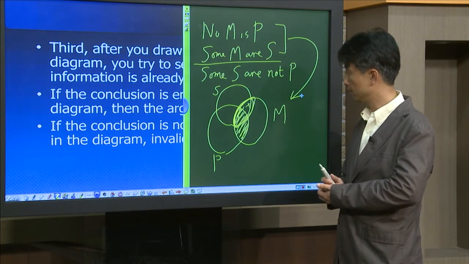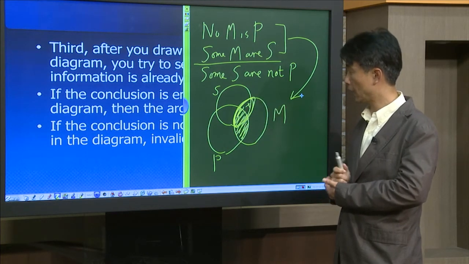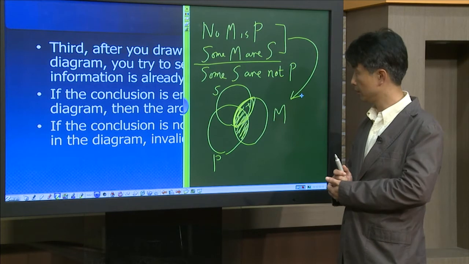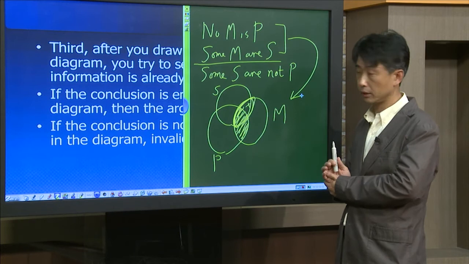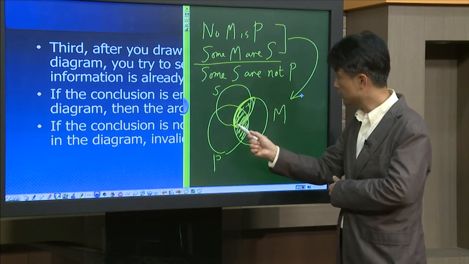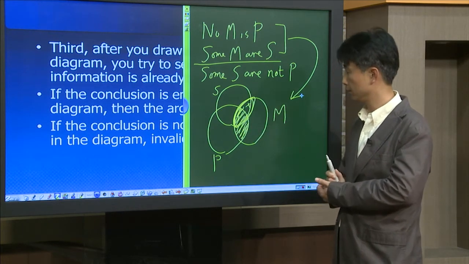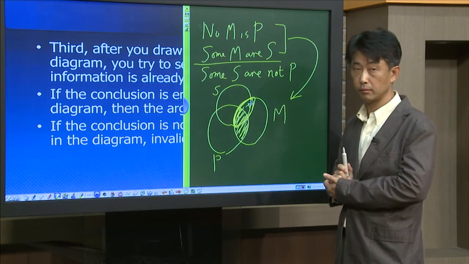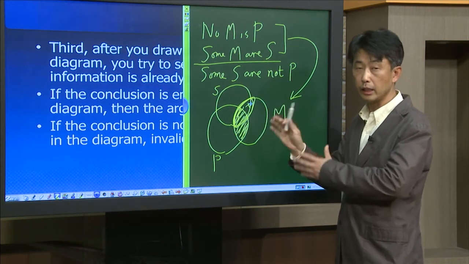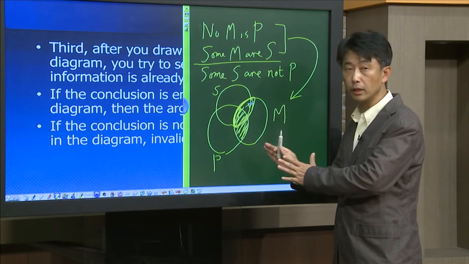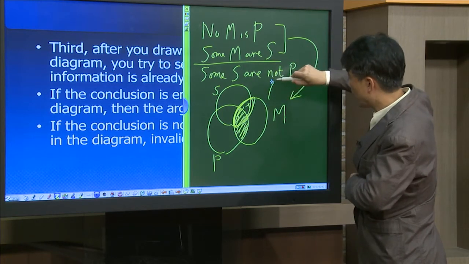Do you read some S are not P in the diagram? Is that information already in the picture? Yes, it is. Okay? Because there is something inside of S which is outside of P. There is X mark there. So this conclusion information is already embedded in this diagram. So you can read the conclusion from the diagram back.